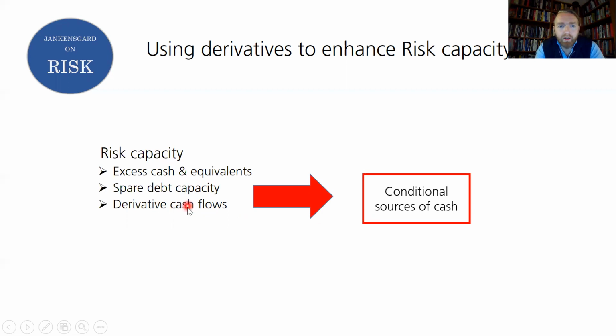So these two here are conditional sources of cash, and for them to count towards risk capacity, we have to be able to verify that they will in fact be available in worse than expected scenarios. So it's not a fair weather assessment. We have to think about what this would look like in worse than expected scenarios and ask, can we count on these resources to be there in those scenarios?